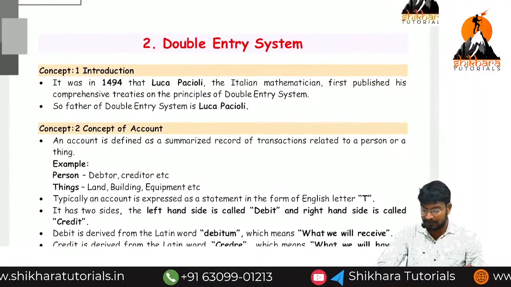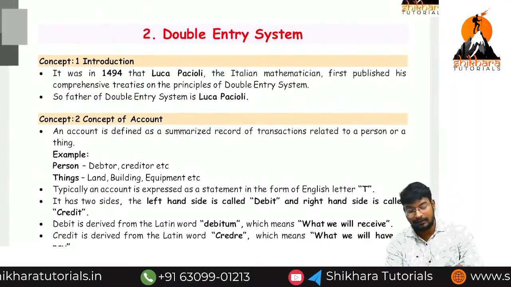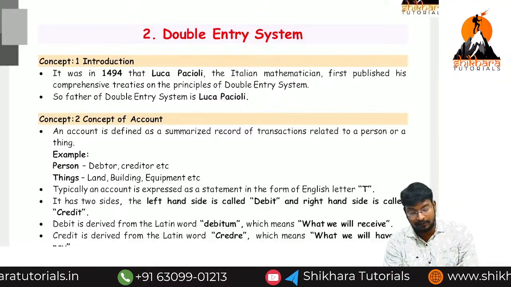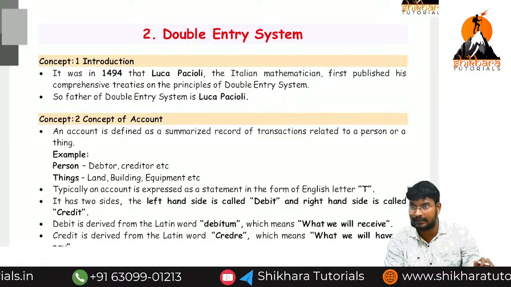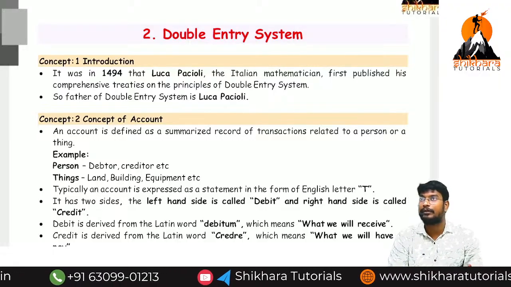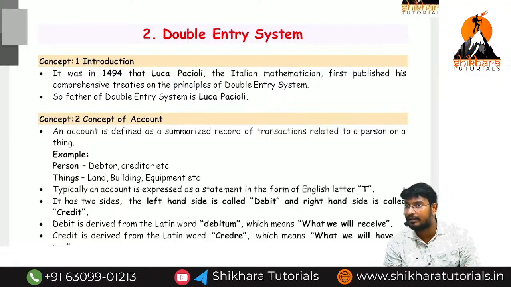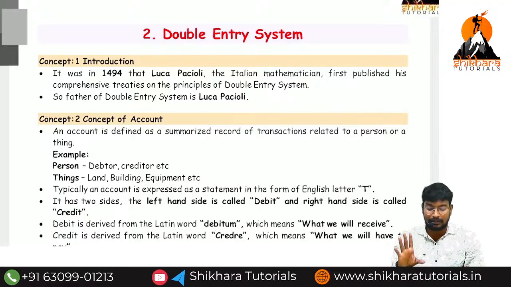Next we are going to see the double entry system. What is the meaning of double entry system? We need to record 2 aspects, debit and credit. So we are going to maintain 3 types of accounts. What are the 3 types of accounts? Real account, personal account, and nominal account.